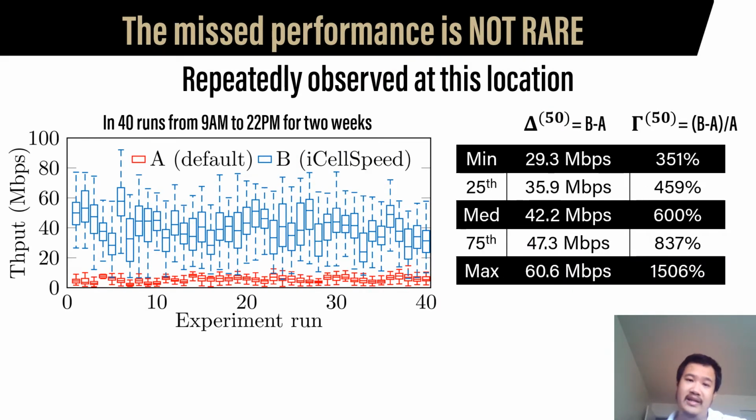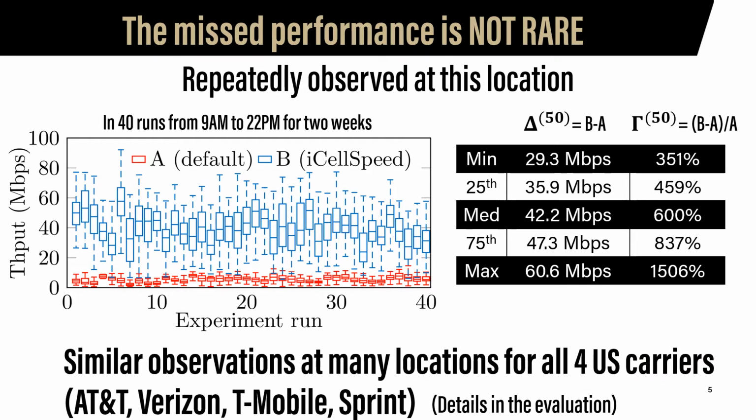This is not a corner case. Such data speed miss is repeatedly observed at this location. Here, in 40 pairwise runs, we found that the default operation chooses cell A and gets data speed no higher than 10 Mbps. In contrast, the device could get a much better speed if not using cell A when our solution is used. The observed performance gap ranges from 29.3 Mbps to 60.6 Mbps, up to 15 times data speed missed. We have similar observations at many test locations for all 4 US carriers. They will be detailed in our evaluation.